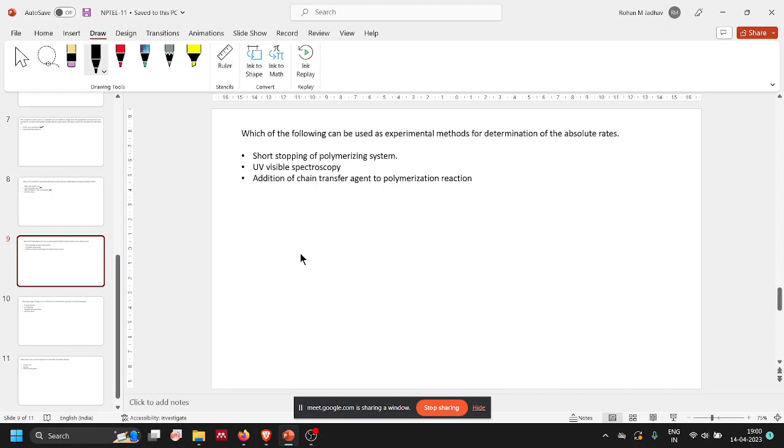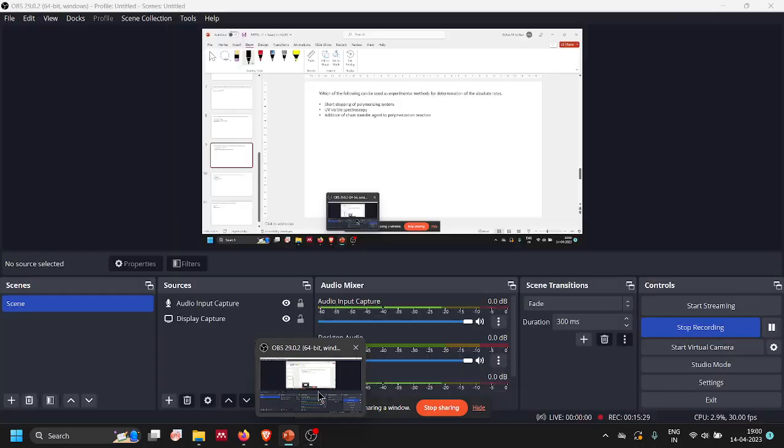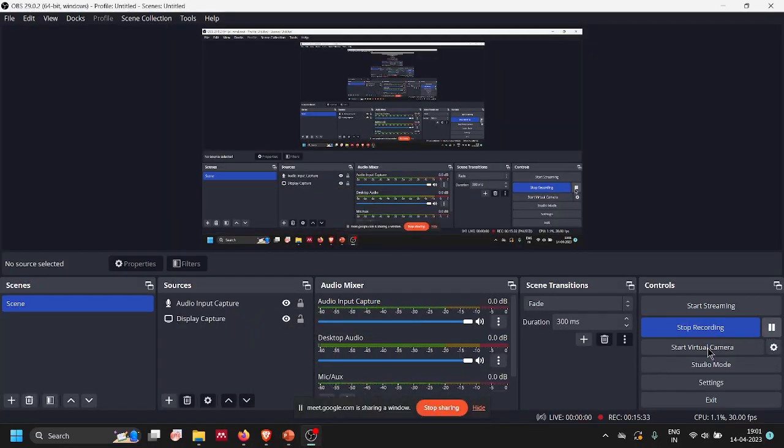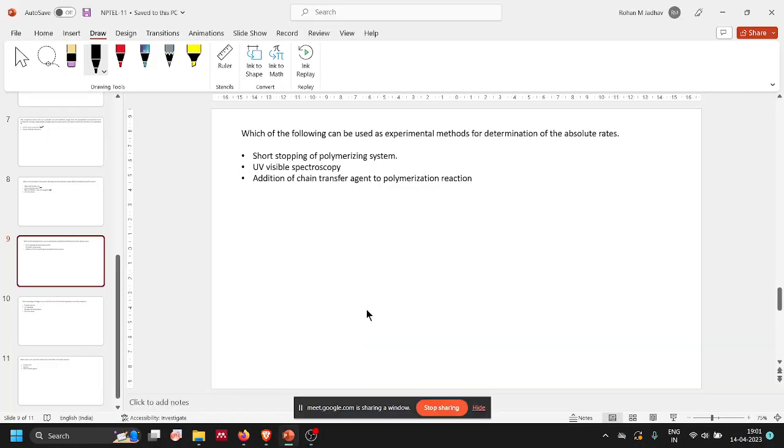In short stopping, what happens is you introduce a very strong terminating agent to stop the formation of the polymers and to halt the polymerization process. This kind of experimental method is limited by the general difficulty of the end group analysis, since the concentration of end groups can be low. So because of that, this experimental method is used, but not that widely, and despite its shortcomings, it is one of the experimental methods which is used for determination of absolute rates.